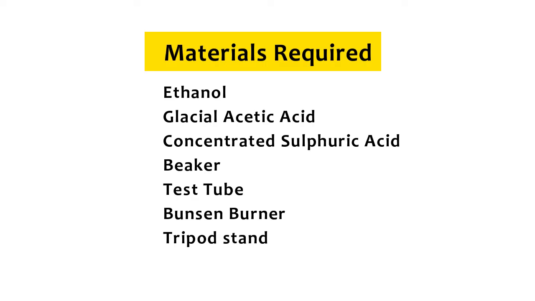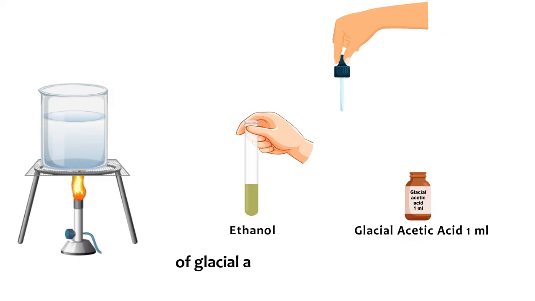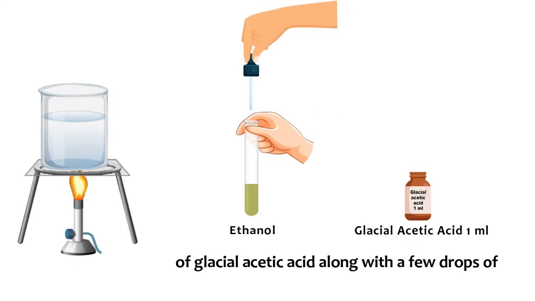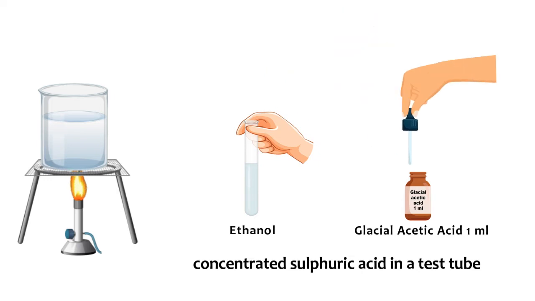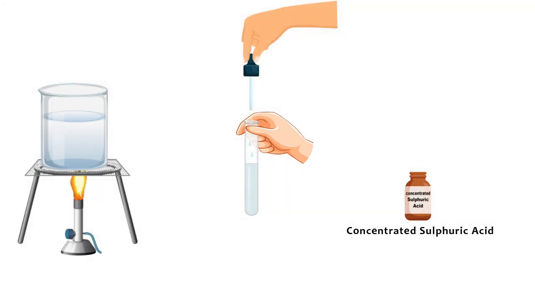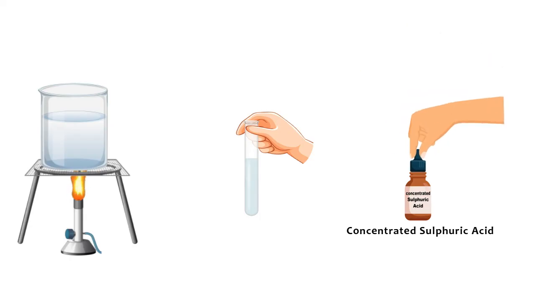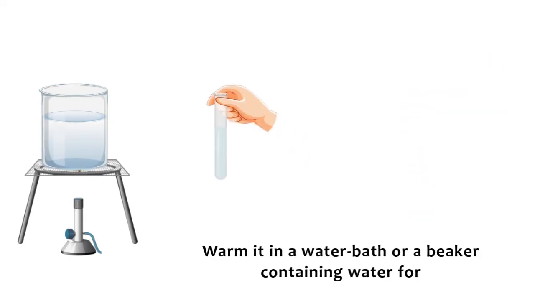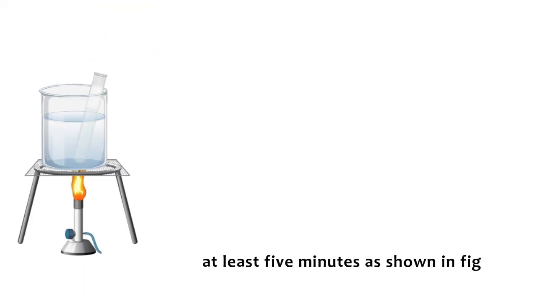And tripod stand. Procedure. Take 1 ml of ethanol and 1 ml of glacial acetic acid along with a few drops of concentrated sulfuric acid in a test tube. Warm it in a water bath or beaker containing water for at least 5 minutes as shown in figure.